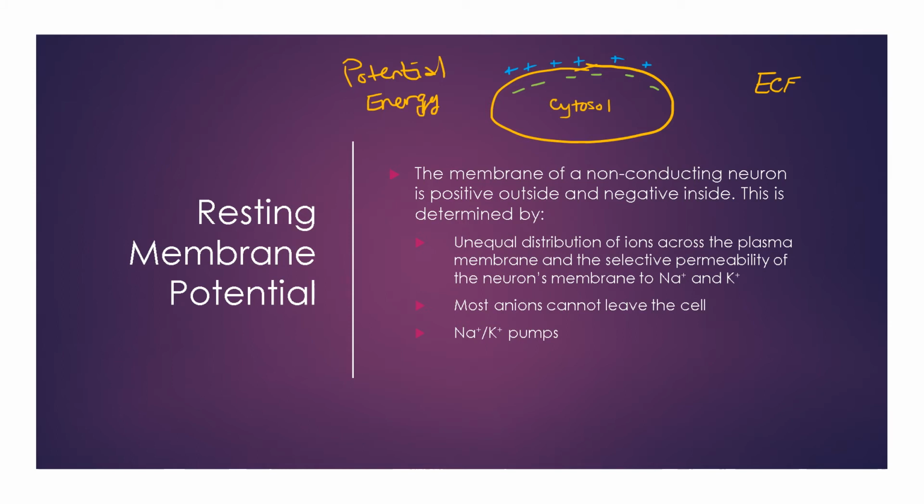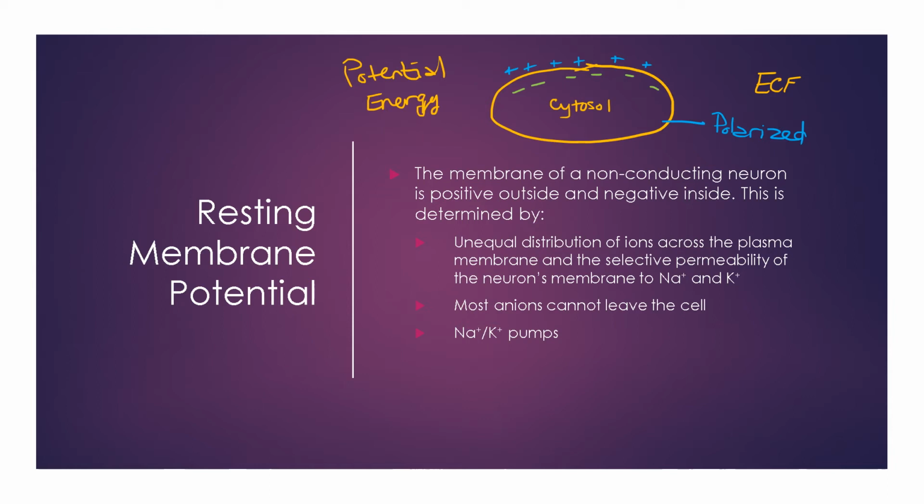So a cell that exhibits membrane potential, like we see here, is said to be polarized. Now, resting membrane potential arises from three main factors. We have these three factors down below here.